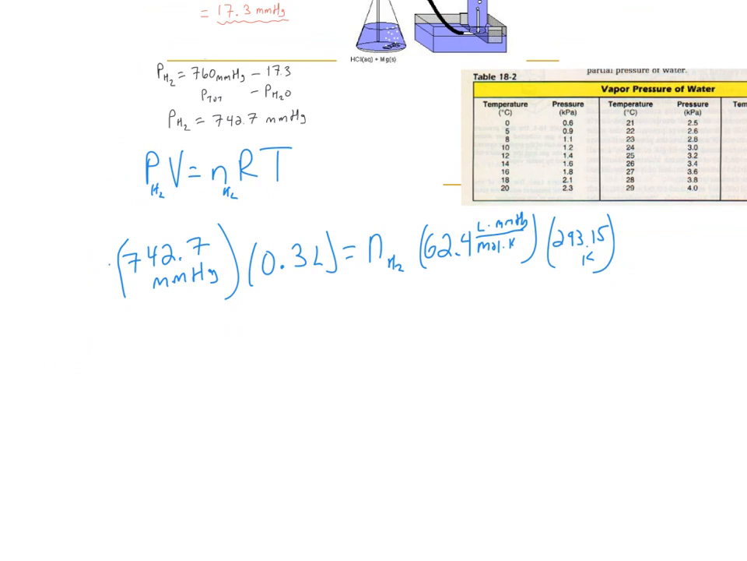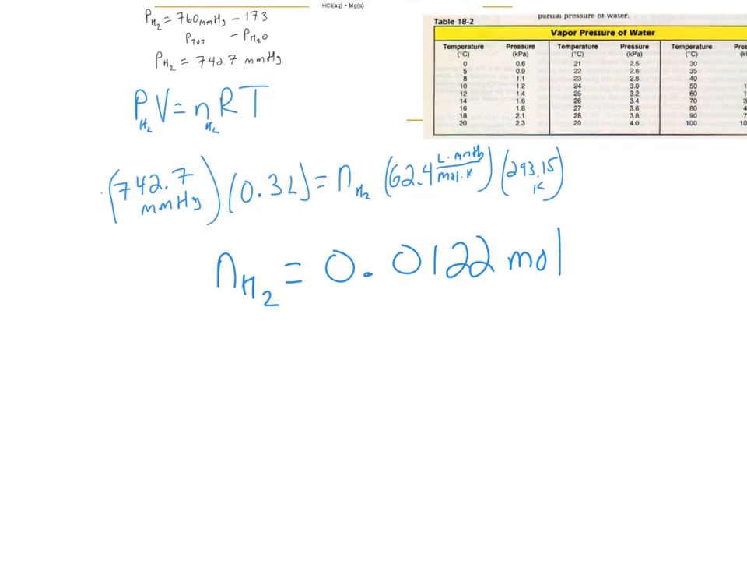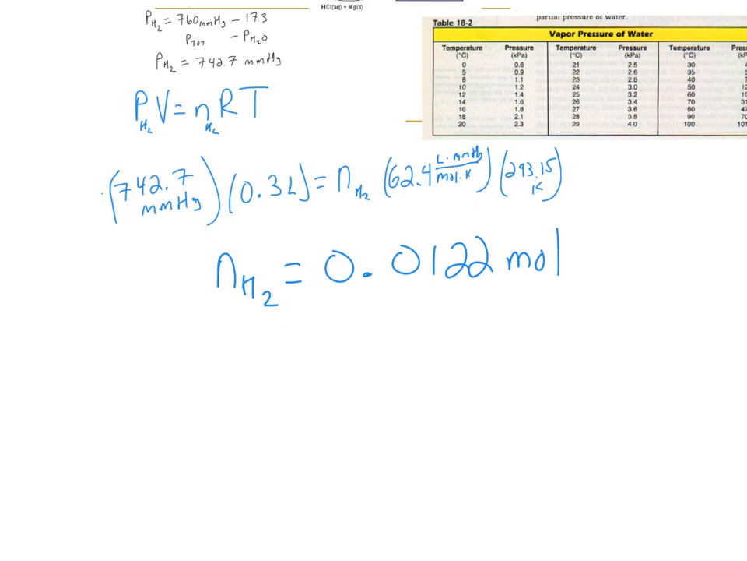Okay, and when I do the math here, and I just multiply 742.7 times 0.3 divided by 62.4 divided by 293.15, I get that there are about 0.0122 moles of hydrogen in there. Now, the question is actually asking for what is the mass of hydrogen, not the moles. But hopefully you remember the easy part. How do you convert moles into grams? So I'll rewrite that down.